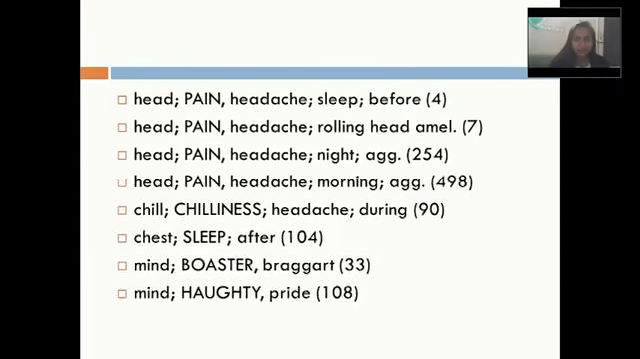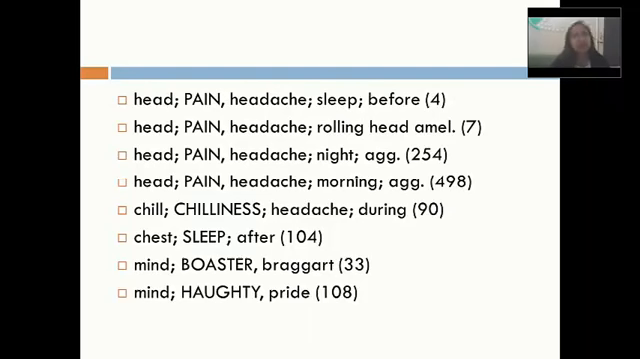Then few other symptoms also. So head, pain, headache, sleep before, like she said that headache is much more before sleep and in the night. So head, pain, headache, rolling head amelioration, that is what she said. Now when I roll my head, it gives me a lot of relief. Head pain, night aggravation, and she is very sensitive to cold air. So chilliness, headache during, and she has this palpitations after sleep, and she feels this dhar in chest.